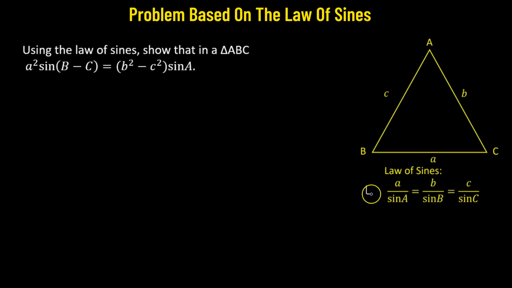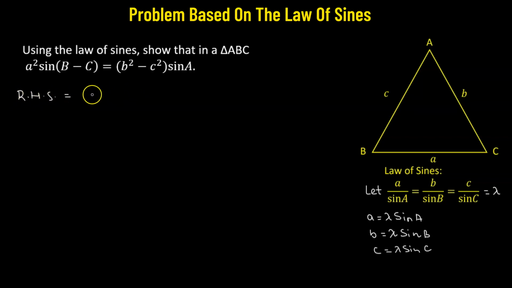So to solve this problem, we will consider these three ratios to be equal to a common constant lambda, such that we can represent a as lambda times sine A, b as lambda times sine B, and c as lambda times sine C. Now we can replace these values in place of a, b and c. We can start either from the left hand side or the right hand side. So let's begin from the right hand side.